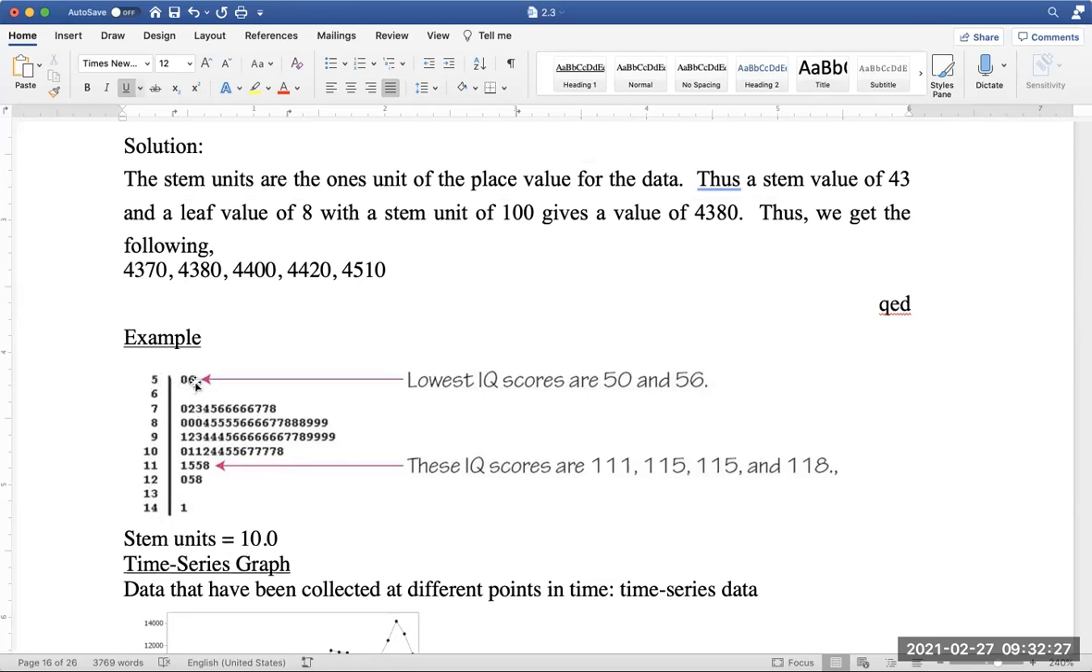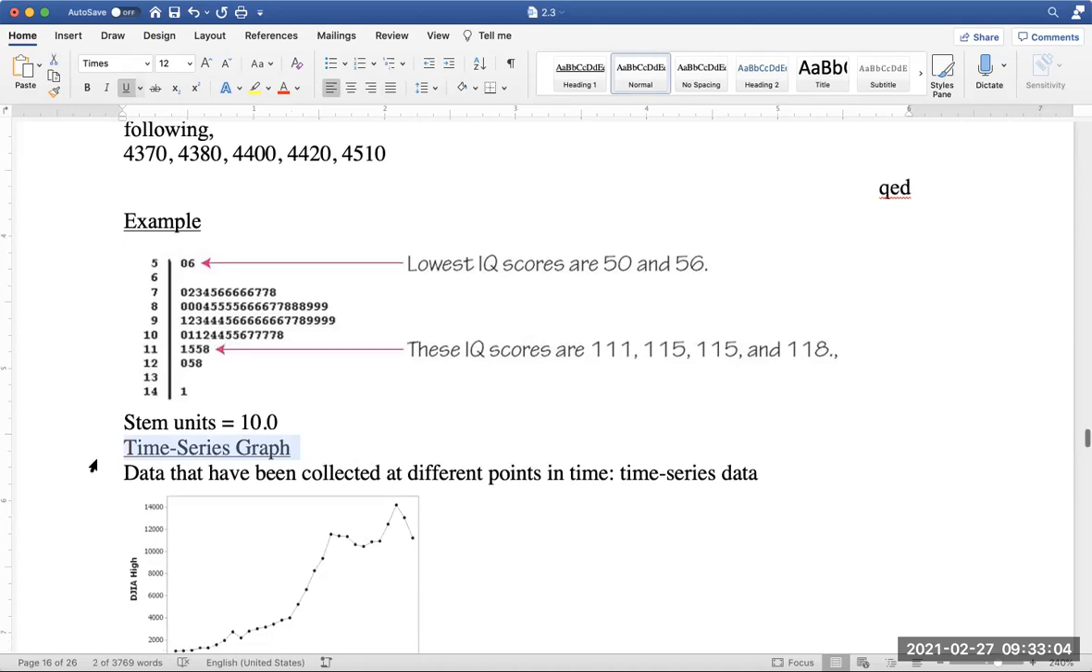So this is 50, 56, 70, 72, 73, 74, 75, 76, 76, 120, 100, and well, let's look at these guys: 111, 115, 115, 118, 120, 125, 128, 141. So you can reconstruct all of your raw data from your stem-and-leaf diagram.